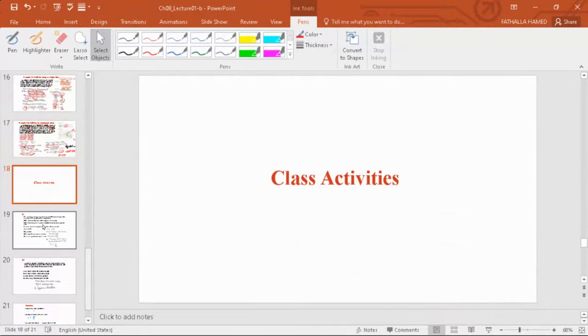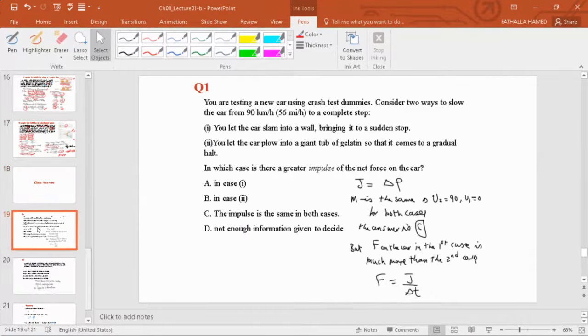Now, let's take a few questions here to test or to argue on what we did today. Question 1, you are testing a new car using crash test dummies. Consider 2 ways to slow the car from 90 kilometers per hour, and for the American, this is 56 miles per hour, to a complete stop. So you want to go from 90 to 0.